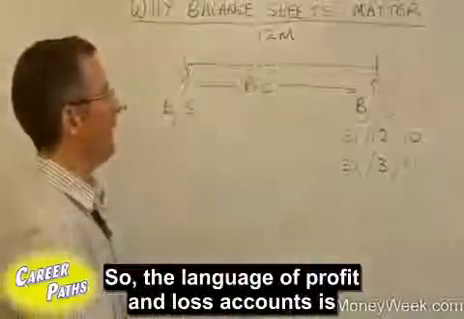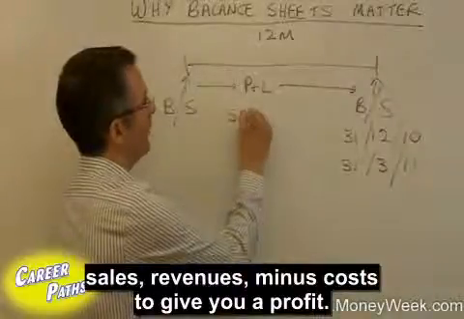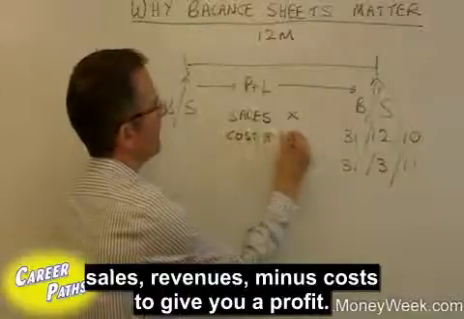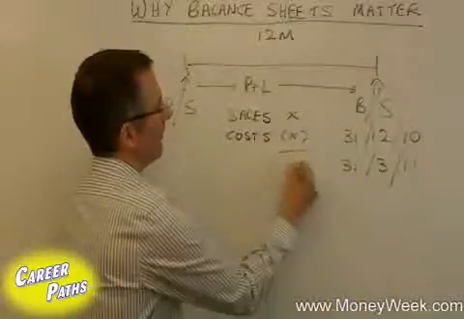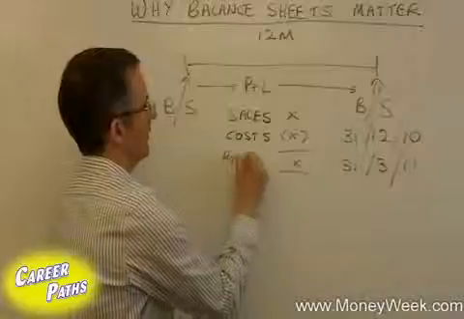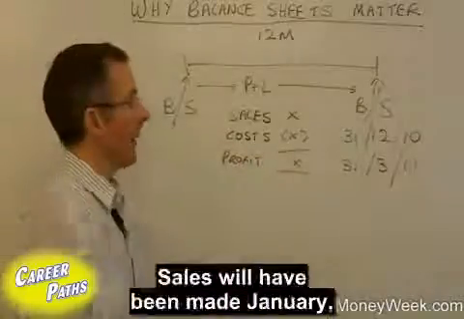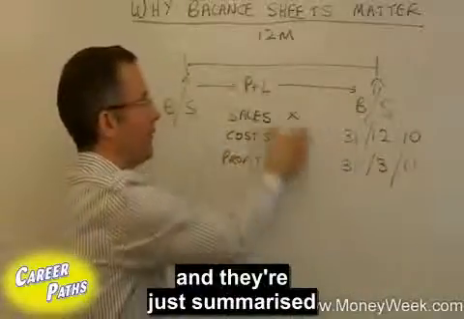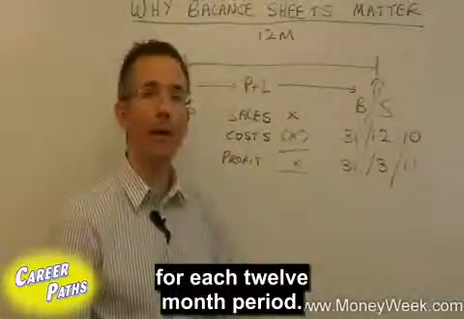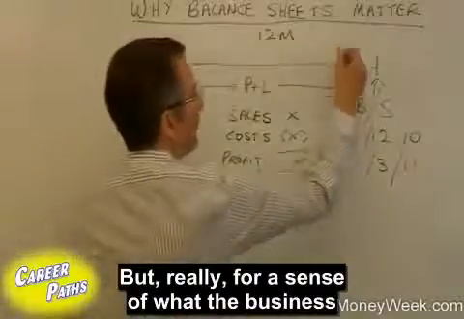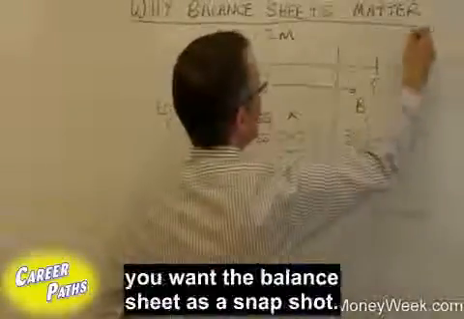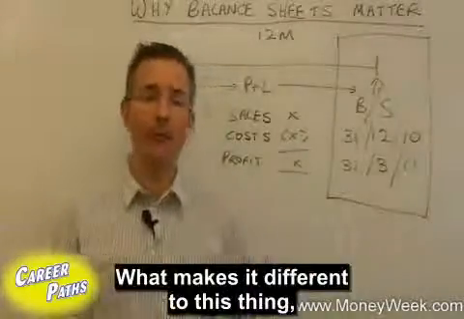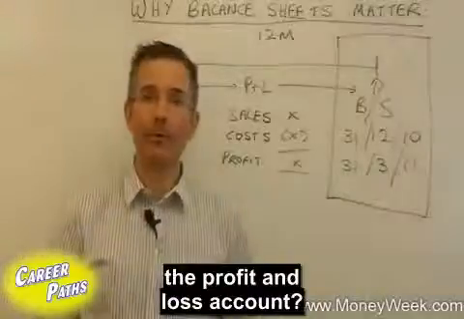So the language of profit and loss accounts is sales, revenues, minus costs, to give you a profit. It's a story. Sales will have been made January, February, March, April, May and so on. Costs will have been incurred and they're just summarised for each 12-month period. But really, for a sense of what the business might be worth to an accountant, let's say, you want the balance sheet, the snapshot. So what is a balance sheet? What makes it different to this thing, the profit and loss account?